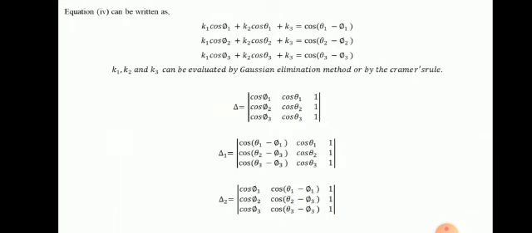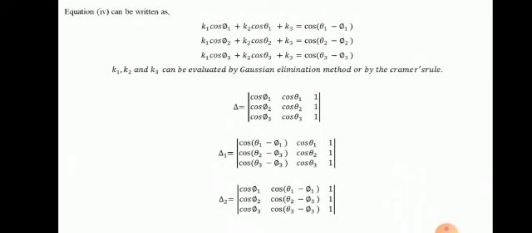Equation 4 can be written as K1 cos phi 1 plus K2 cos theta 1 plus K3 is equal to cos theta 1 minus phi 1, K1 cos phi 2 plus K2 cos theta 2 plus K3 is equal to cos theta 2 minus phi 2, K1 cos phi 3 plus K2 cos theta 3 plus K3 is equal to cos theta 3 minus phi 3. K1, K2, K3 can be evaluated by Gaussian elimination or by Cramer's rule.